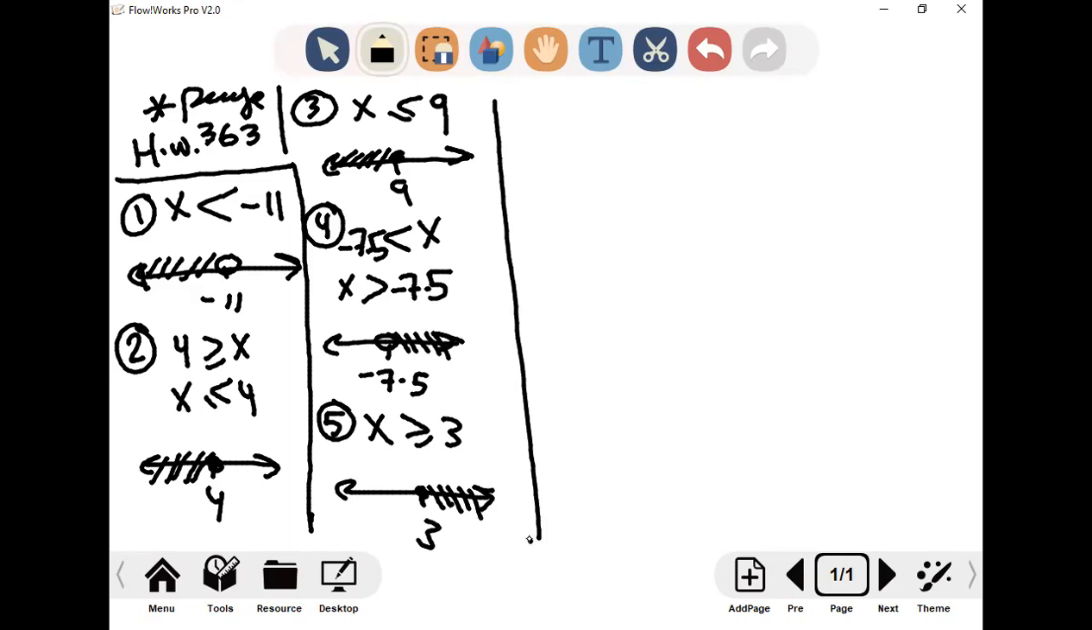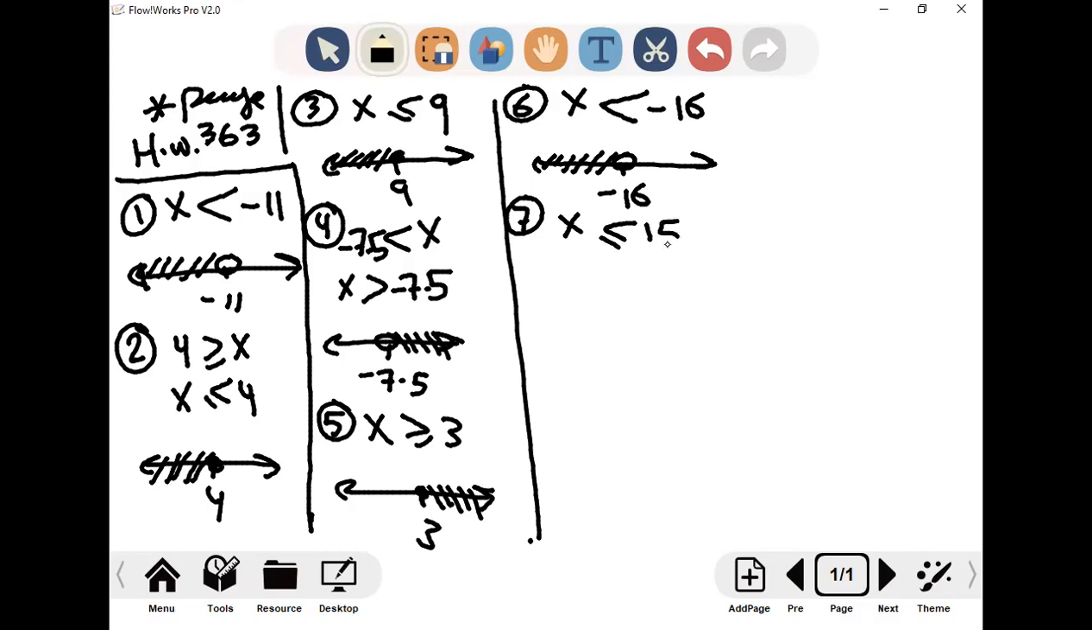Question 6, x less than negative 16. This is negative 16, open circle and to the left. Question 7, x less than or equal to 15. This is the 15, closed circle to the left.